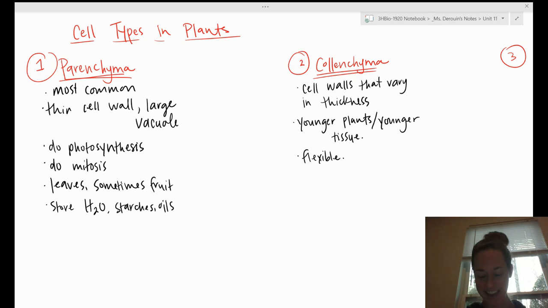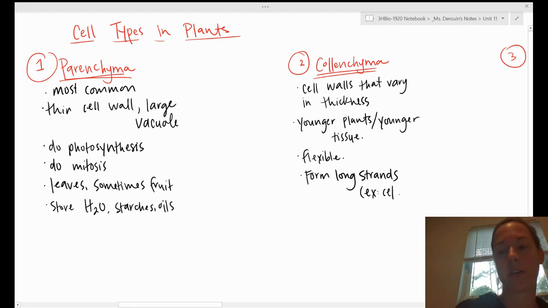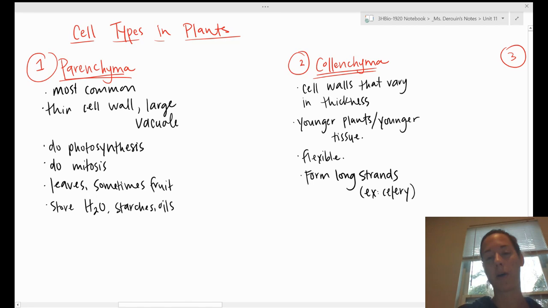Don't do that. And then they also form long strands, which you can see in celery. So if you've ever peeled apart a piece of celery, those long strands of cells that you can actually peel off are collenchyma.